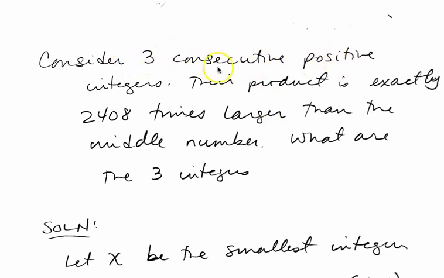Consider 3 consecutive positive integers. Their product is exactly 2408 times larger than the middle number. What are the 3 integers? So 3 consecutive positive integers, their product is exactly 2408 times larger than the middle number. So we've got a relationship between these 3 consecutive positive integers. We just don't know what those integers are, but we're asked to find them. So let's see if we can break this down.